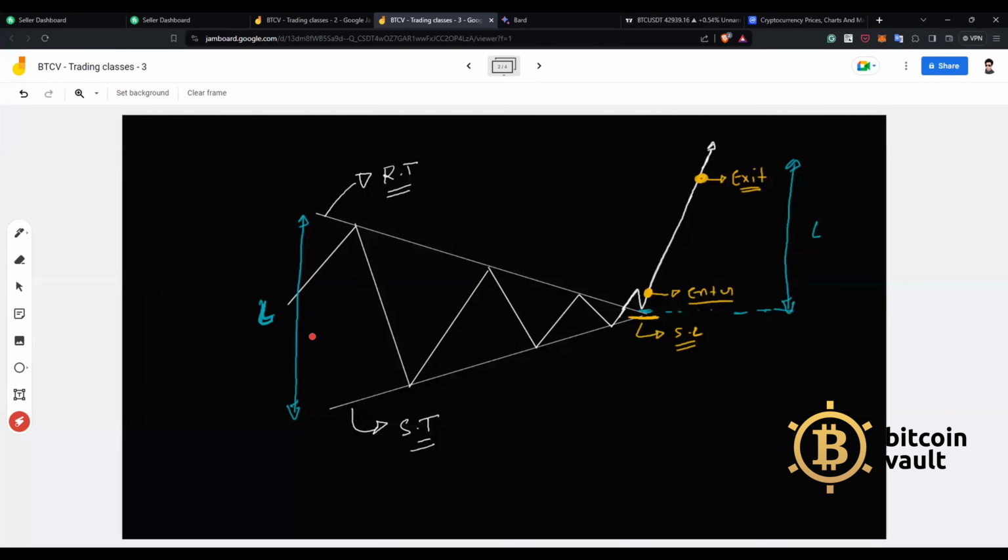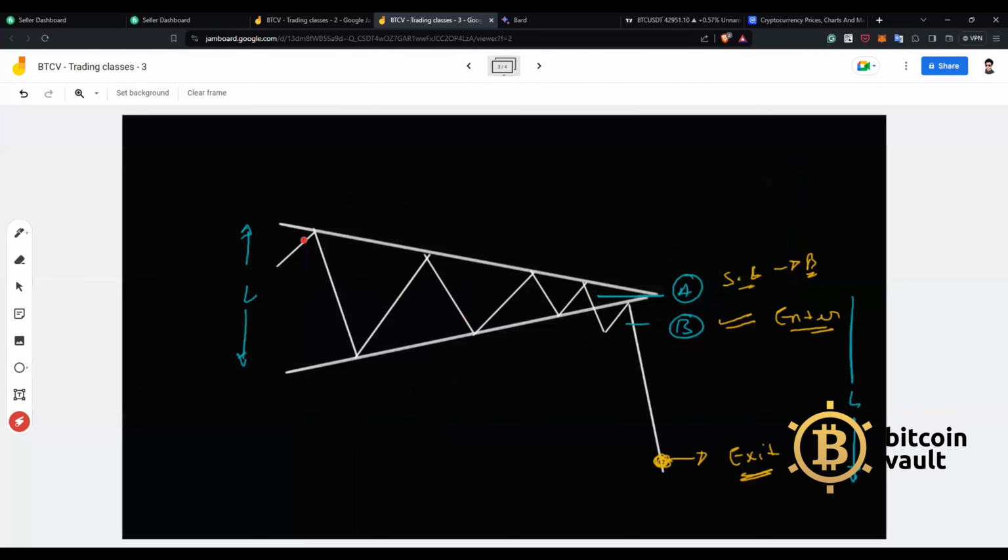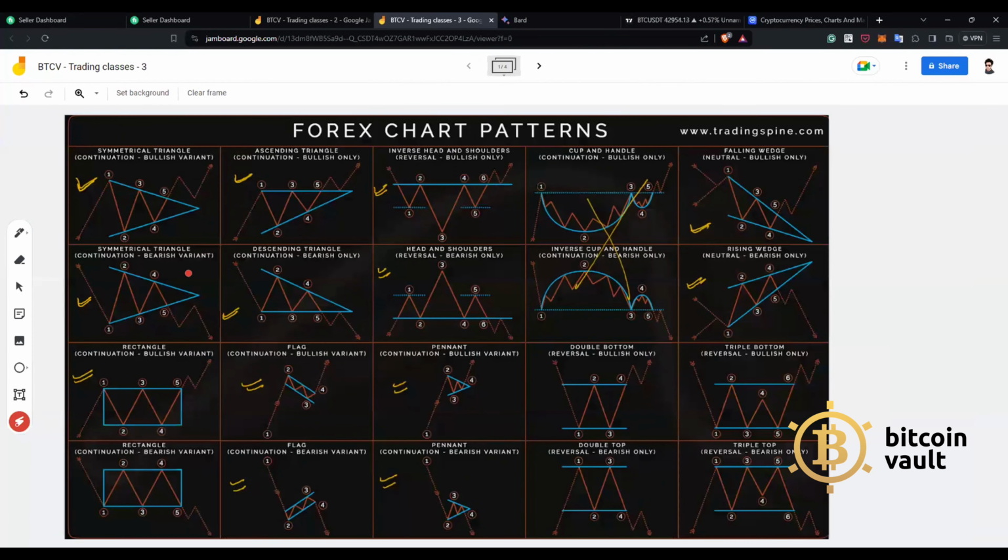Also, I told you how to use MACD or RSI on the basis of this one. And similarly, this one is the opposite. You can clearly see again a triangle, break of the triangle in the downward direction, retracement, and then the drop. Again, same logic. So these two we have discussed.